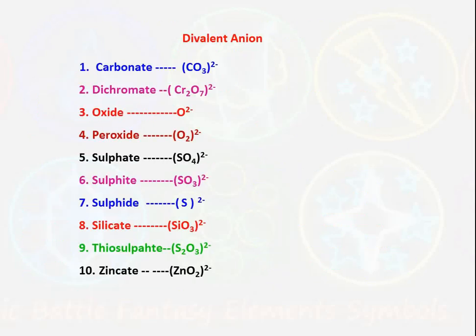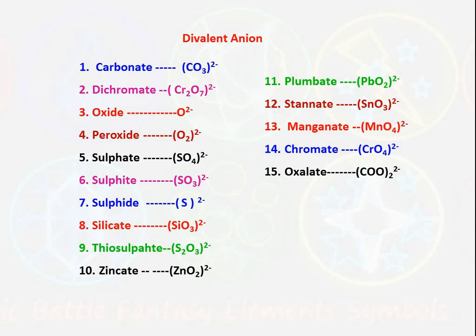It's very important. Divalent anions: carbonate ion CO3 as a whole minus 2, dichromate Cr2O7 minus 2, oxide O minus 2 charge, peroxide O2 as a whole having charge minus 2, sulfate SO4 as a whole charge minus 2, sulfite SO3 as a whole charge minus 2, sulfide S minus 2, silicate SiO3 as a whole having charge minus 2. It's very important. Thiosulfate S2O3, 2 negative charge. Zincate is also very important. Zincate ZnO2 as a whole having charge minus 2.